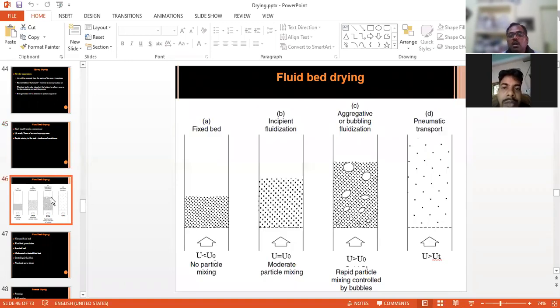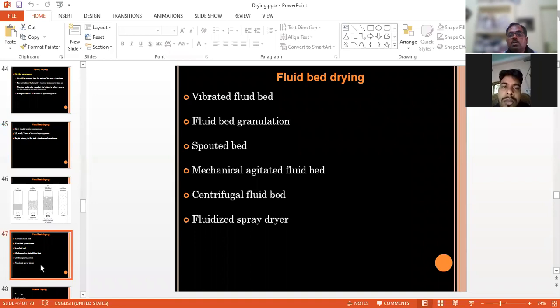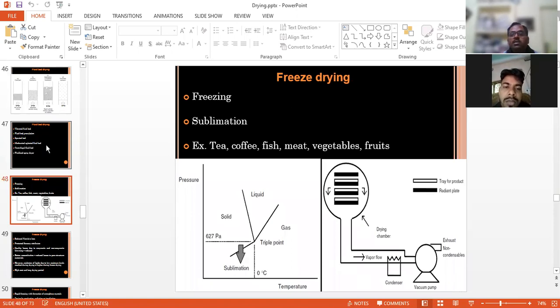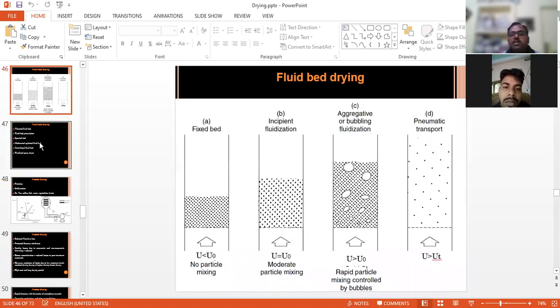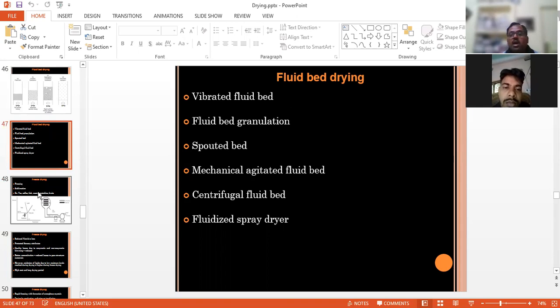These are the different types of fluidized bed drying. You will see the typical picture. Fluidized bed dryers may be vibrated fluid bed, fluid bed granulation, aspirated bed, mechanical agitated fluid bed, centrifugal fluid bed, and fluidized spray dryer. Now we will discuss this one in the next class.